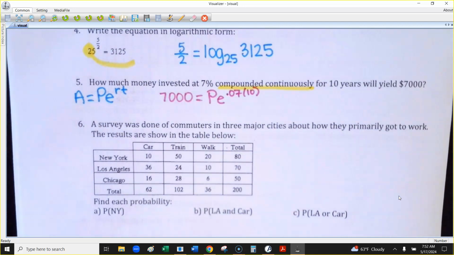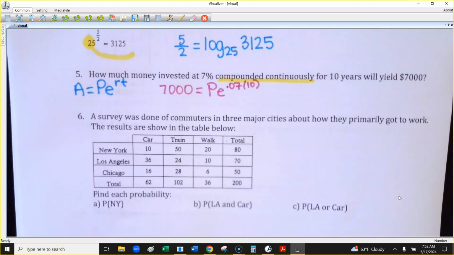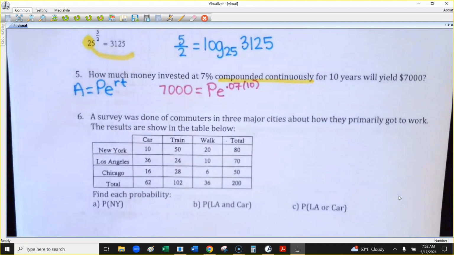So we're going to solve for the principal here. How would you do that? Like, how would I get P by itself? You can do this whole problem on your calculator. What would you do to get P by itself? Yeah, we're not going to divide by 7,000. What am I going to divide by? I'm going to divide the 7,000, yeah.